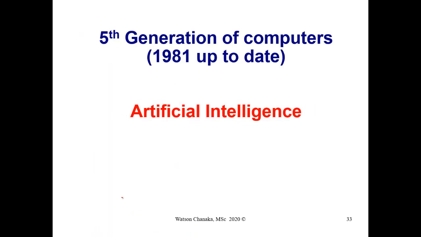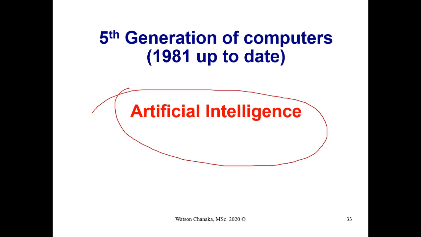Okay, the fifth generation of computers, from 1981 up to date. It means that there's a generation called artificial intelligence. What is artificial intelligence? This is a very big topic. It's a course. Only this word here, it's a course. Somebody can spend a year, 2 years or more just studying this topic. But I'm going to simplify it in very simple layman terms.